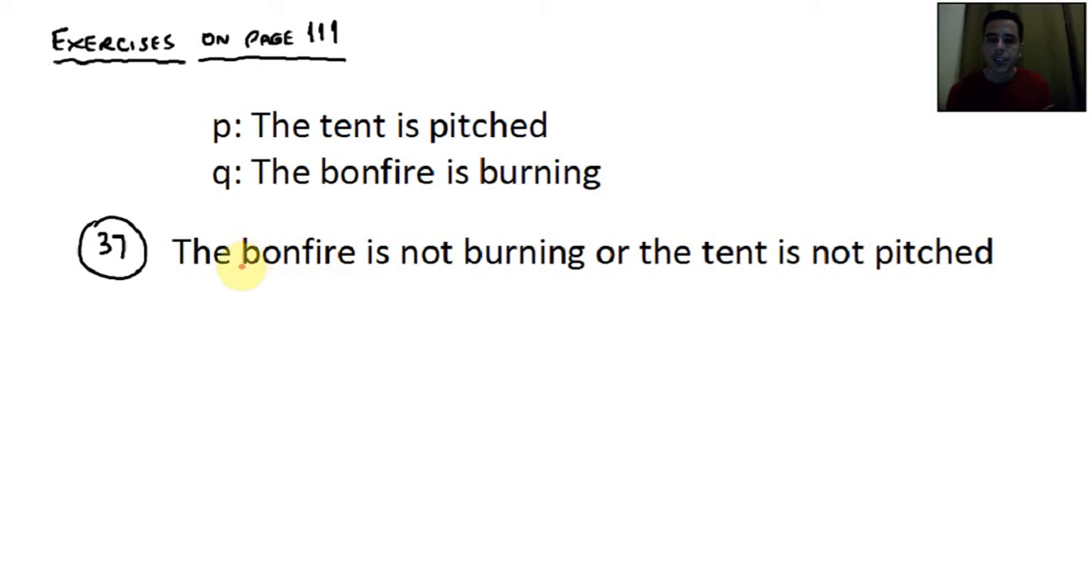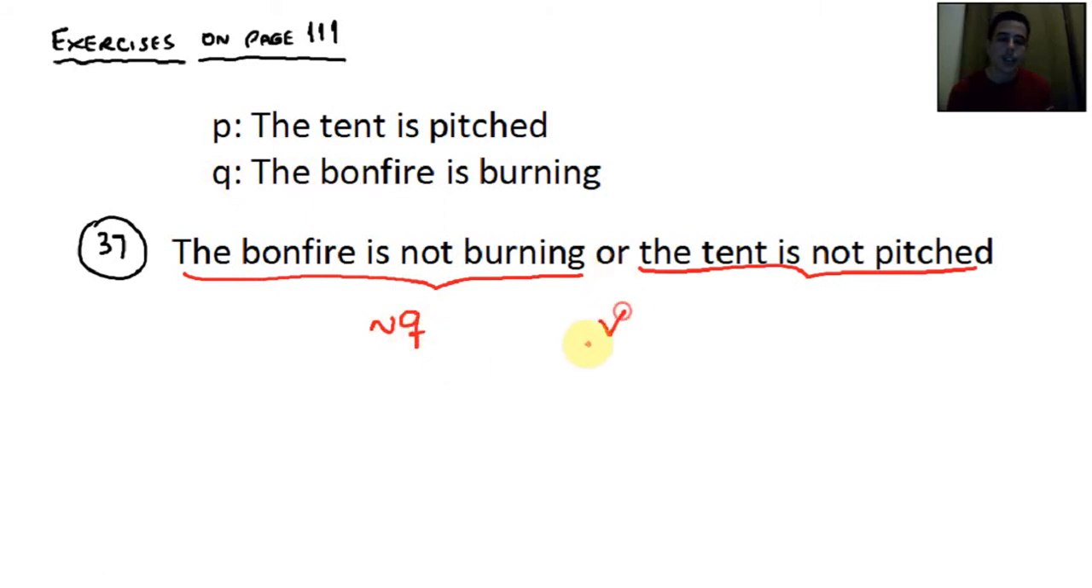We can see that this is a compound statement. We have one part, the bonfire is not burning, and then a connective or, the tent is not pitched. The bonfire is not burning is the opposite of Q, so this would be negation Q. Or is this symbol, looks like a V, a caret upside down. And the tent is not pitched is the opposite of P. So that is the symbolic form. The answer is negation Q or negation P.